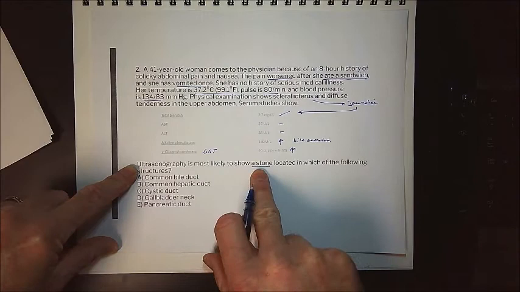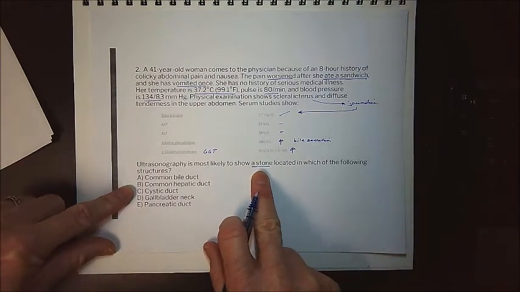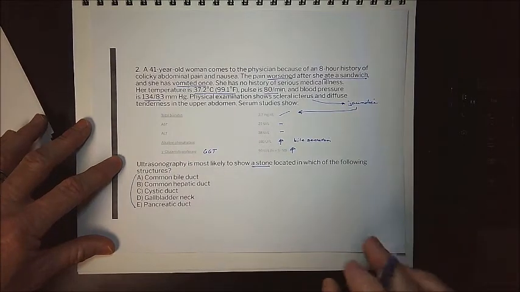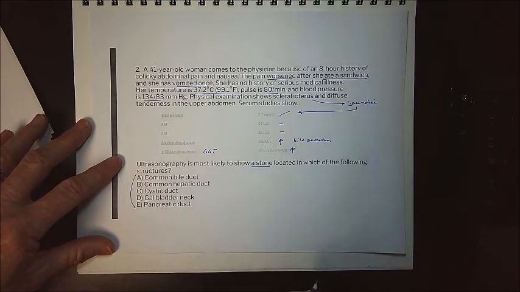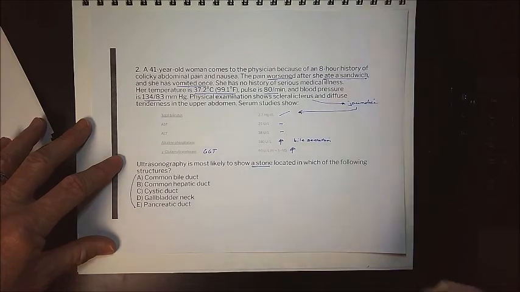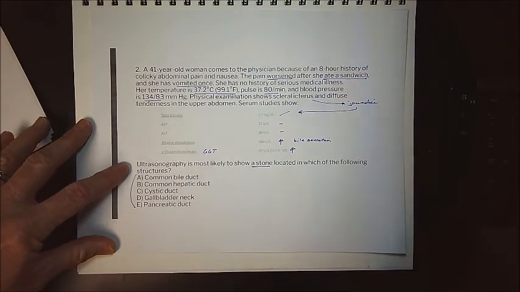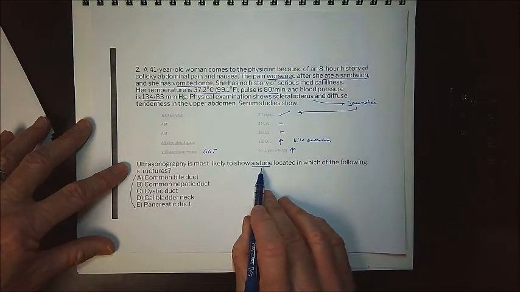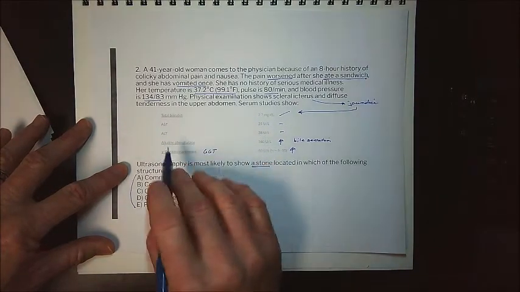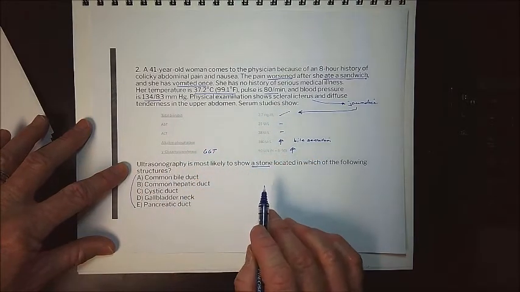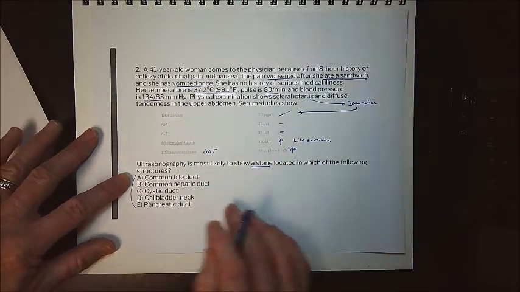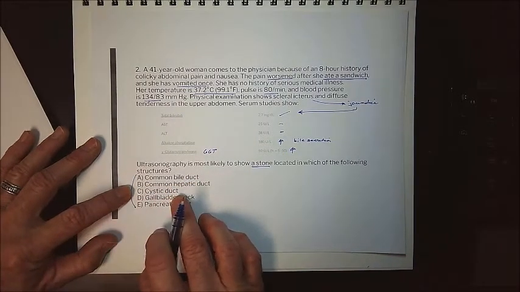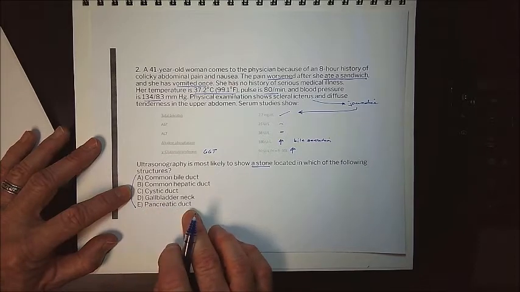It's telling us that there's a stone somewhere in here. Now what this question is focusing on is, do you know your anatomy? And so at the beginning of the block, when we talked about the material that Dr. Hartley was talking about, I mentioned knowing your biliary tree anatomy, because the location of a stone will indicate what the blood tests can be and where the problem might be. Okay, so common bile duct, common hepatic duct, cystic duct, gallbladder neck, pancreatic duct.